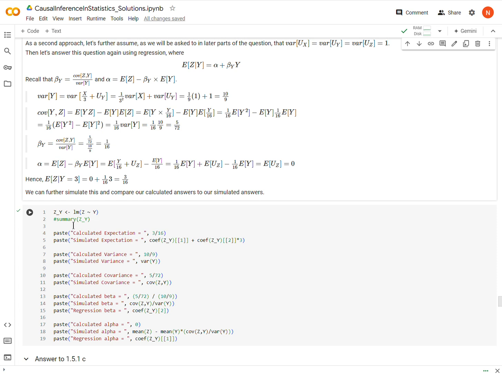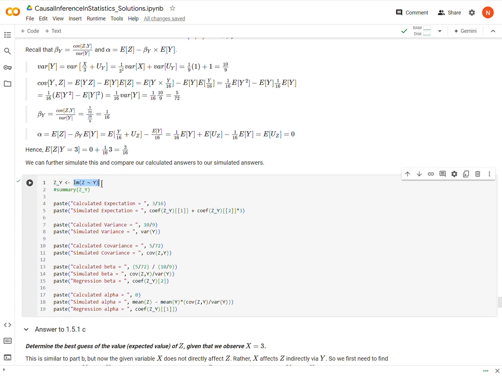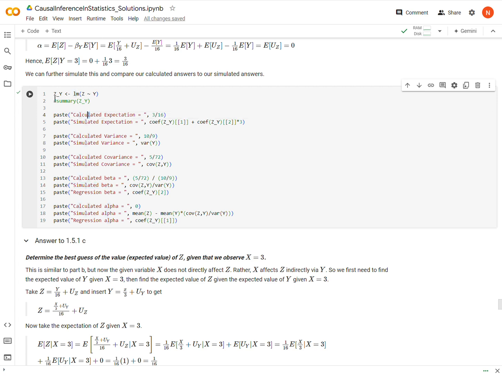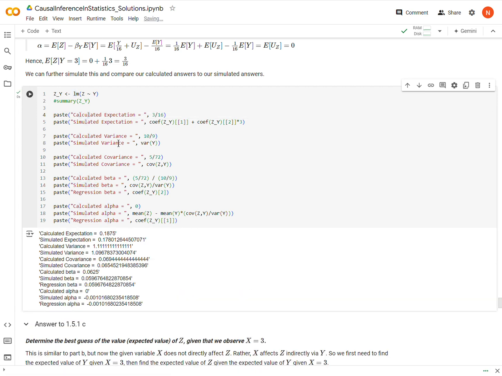So I'm gonna simulate this. So here I'm just running regression of z on y. Okay, and so this is the R command for it. Okay, and so here I'm just putting in the calculated values for expectation, variance, covariances, beta coefficient, etc., as well as the simulated values for everything. Okay, and so again, I won't go through all of this. It's just showing different ways that we could have approached this problem.